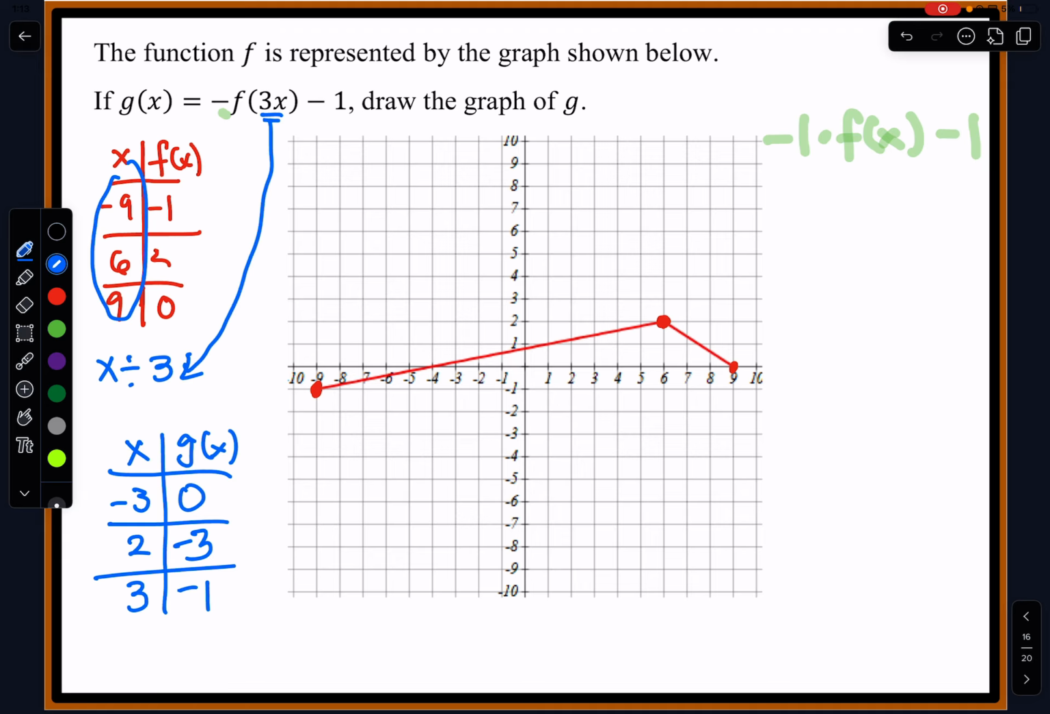So -3, 0 will be right here. That's going to be connected to 2, -3. And that line will automatically appear. And then when you plot the third point, 3, -1, which is just right there, this second line will automatically appear. And there you have the transformation of f, aka your graph of g.